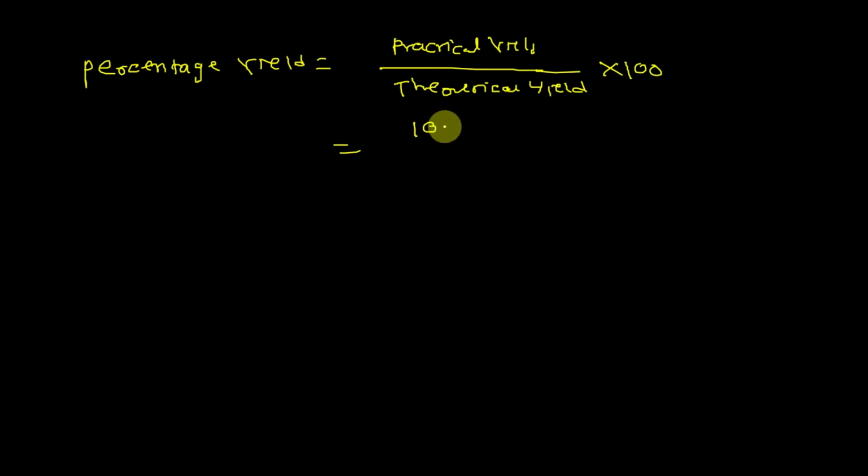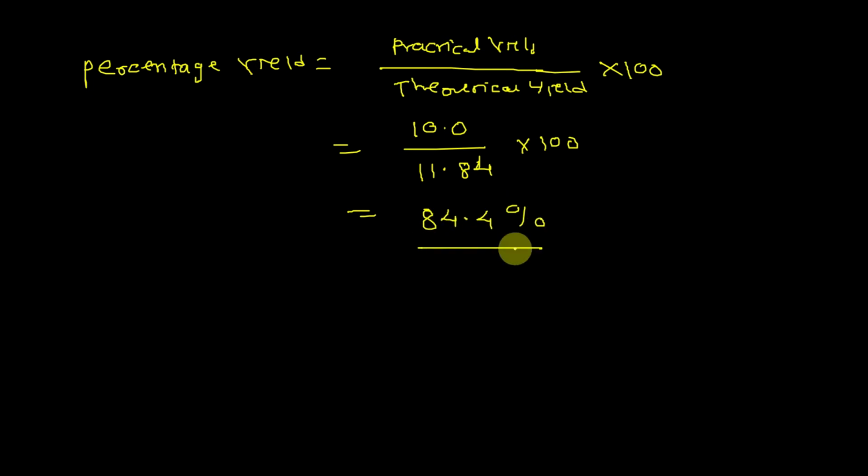Practical yield is 10 gram of benzoic acid was obtained. So 10.0 is your practical yield. Theoretical yield, which we have calculated, that was 11.84 gram into 100. So after this you will get your answer. So percentage yield will be 84.4% for this conversion, right?